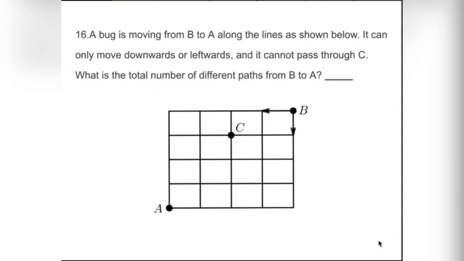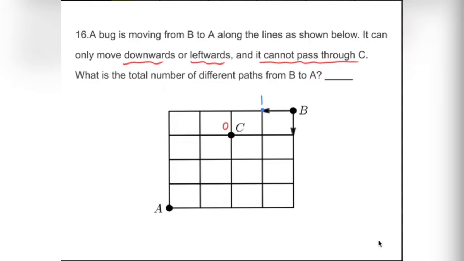Yeah, next one, question 16. A bug is moving from B to A along the lines as shown below. It can only move downwards or leftwards, and it cannot pass through C. Cannot pass through C, then you can just take C as 0. There's no way, 0. What is the total number of different paths from B to A? Well, from B to A, we can just try to label. From B to the next point here, there is only one way, right? So we just label 1.